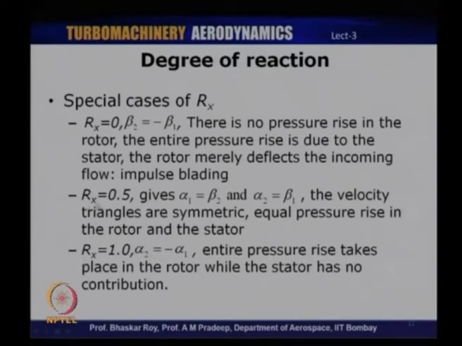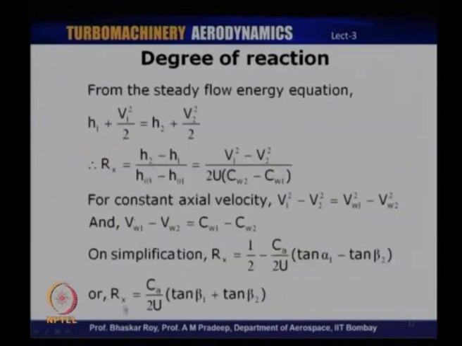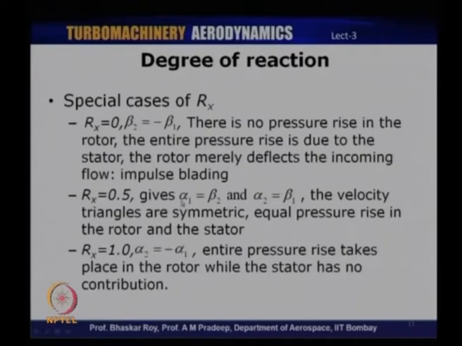Now, the second possibility is if degree of reaction is equal to 0.5. So, if you substitute R x is equal to 0.5 here, what you will observe is that you will get alpha 1 is equal to beta 2 and alpha 2 is equal to beta 1. And if you recall the velocity triangles, which I will also show in the next slide, in such a situation the velocity triangles are symmetric, and since degree of reaction is equal to 0.5, it also means that there is an equal pressure rise taking place in the rotor and the stator.